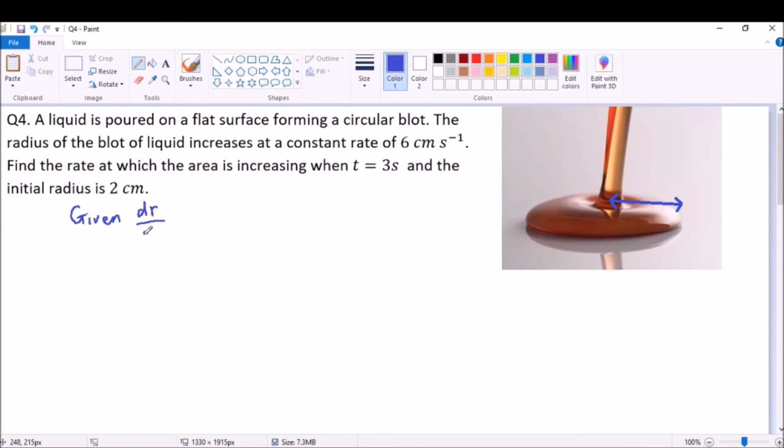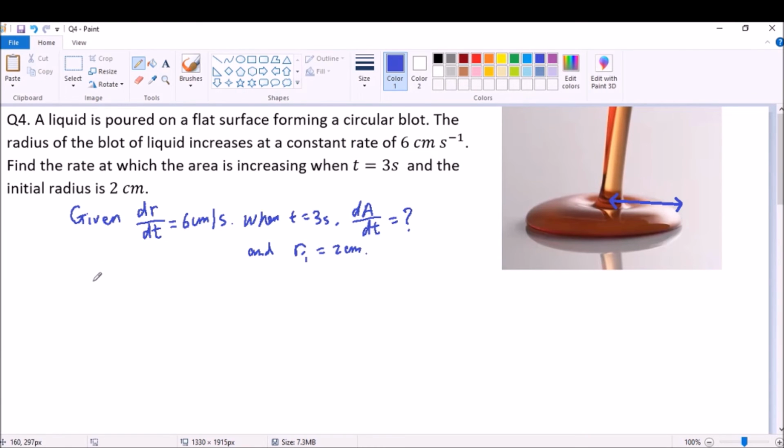So we are given dr over dt, where r is the radius of the circular pot, as 6 cm per second. And when t is 3 seconds, we are going to find the rate of area increasing, dA over dt. And we are given the initial radius being 2 cm.